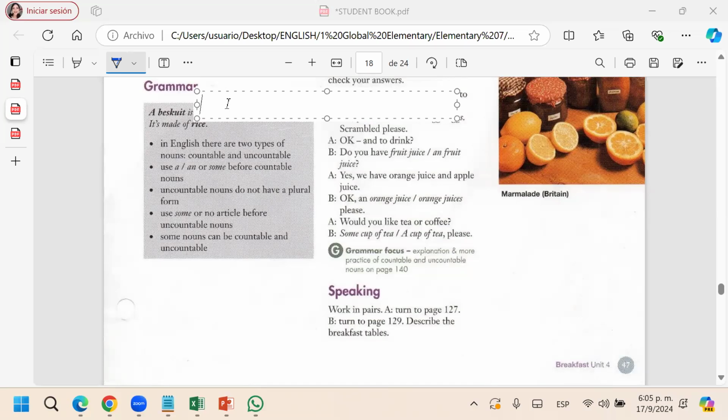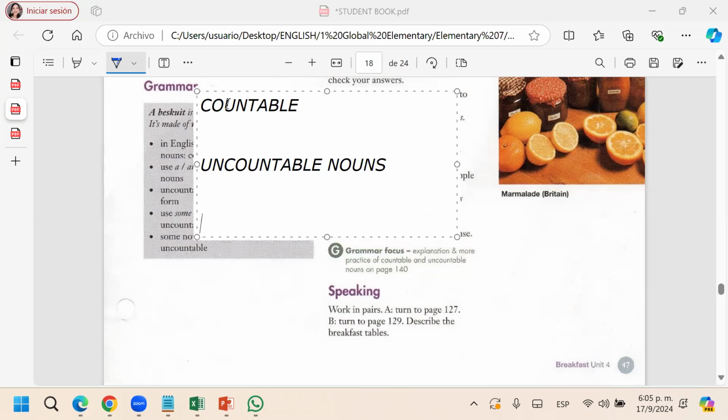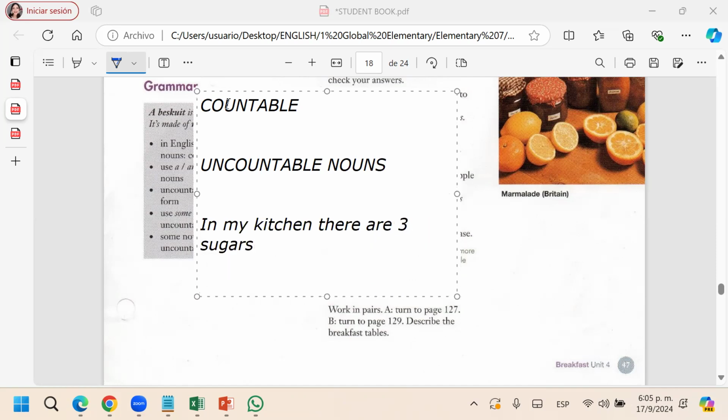In this level we are going to talk about countable and uncountable nouns. For example, when you say, in my kitchen there are 3 sugars, I say no. Sugars, it cannot be in plural, because sugar is uncountable. In this level, we're going to study what is countable and what is uncountable.